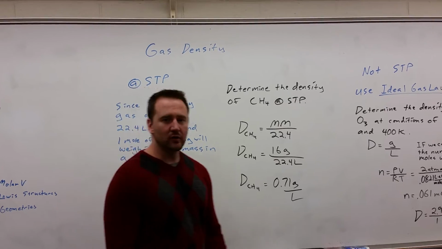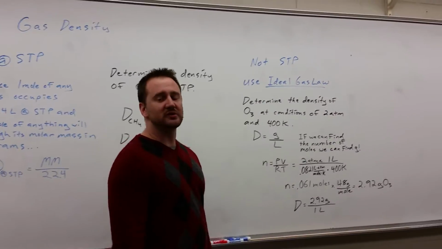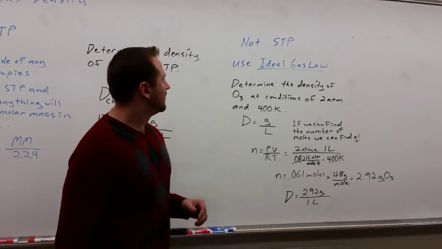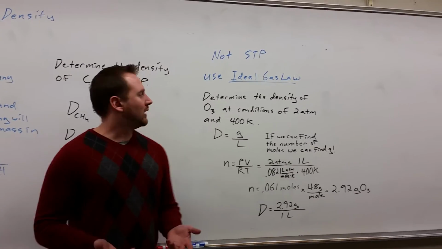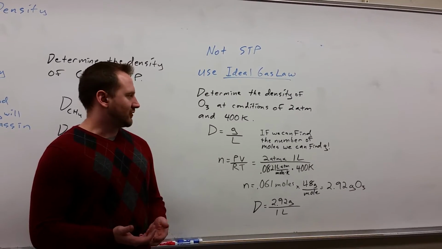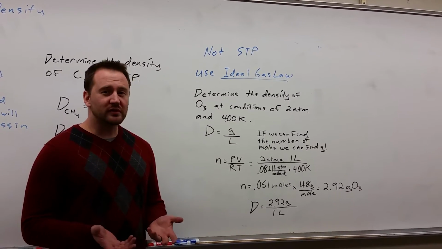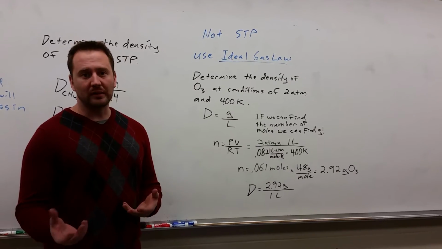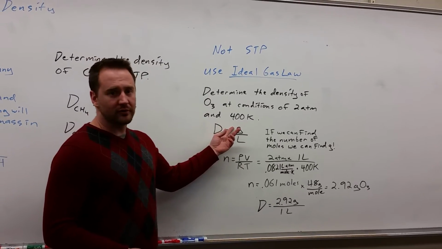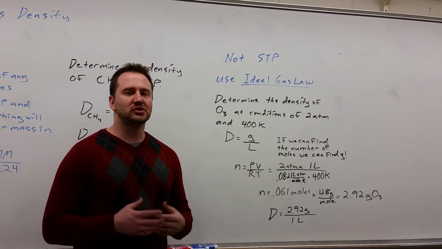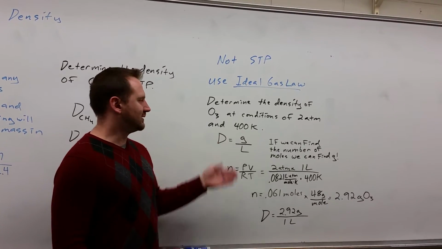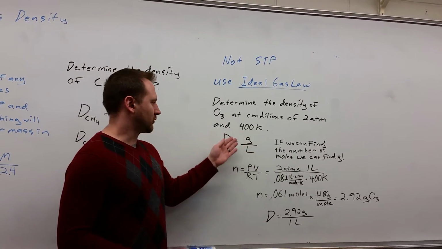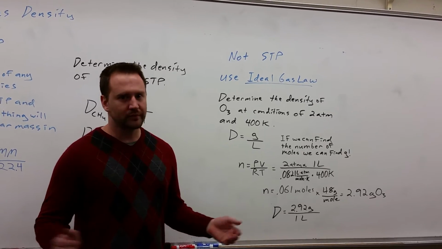liter. The other way, which is if it's not at STP, is you have to use the ideal gas law. So basically what you have to do is find the number of moles of the substance, and if you do that, you can figure out how many grams it is. That would plug in the numerator of this, and we can simply assume 1 liter if we're finding the density, because if we know the number of grams in 1 liter, we know the grams per liter.